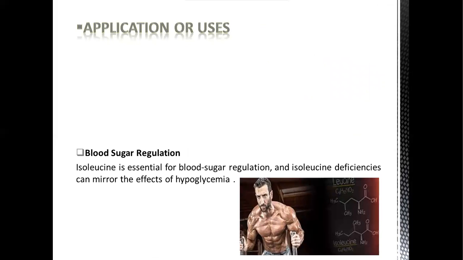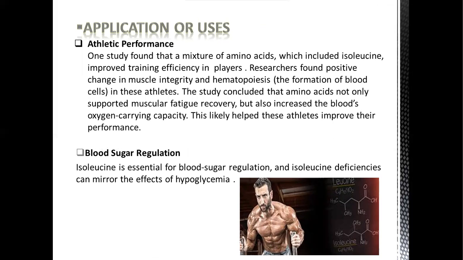Next are the uses or applications of this amino acid. Athletic performance: one study found that a mixture of amino acids, which included isoleucine, improved the training efficiency in players. We often see players or gym workers take protein shakes, which are made up of protein powder. This protein powder includes isoleucine. Research found positive changes in muscle integrity and hematopoiesis, the formation of blood cells.